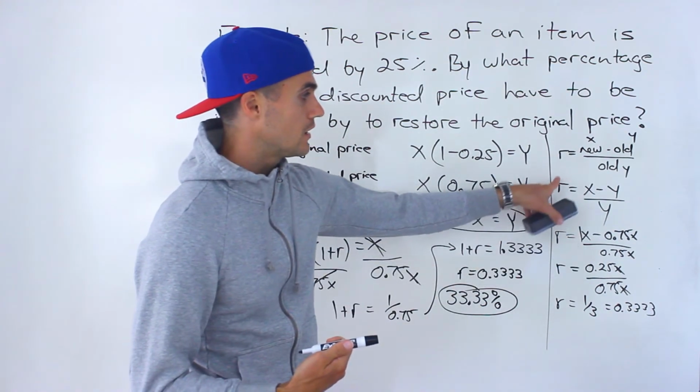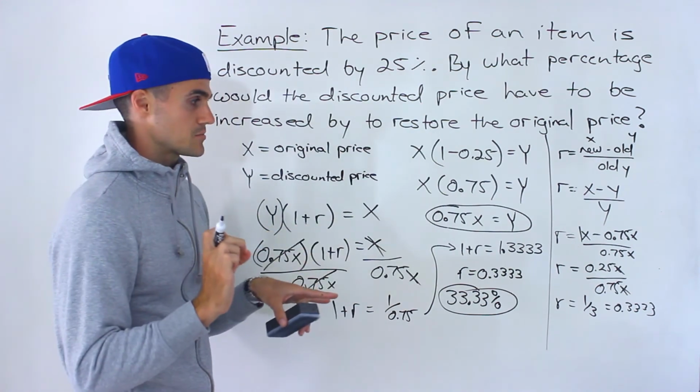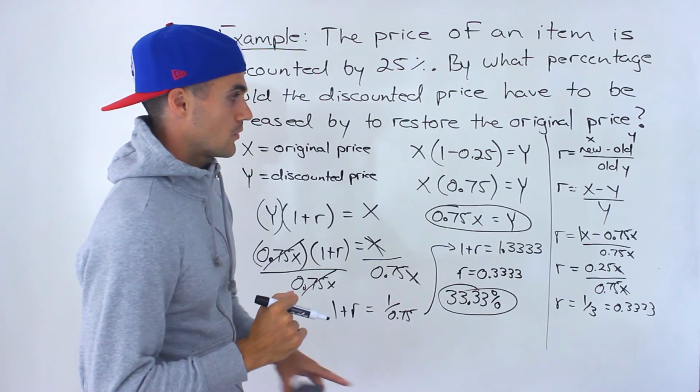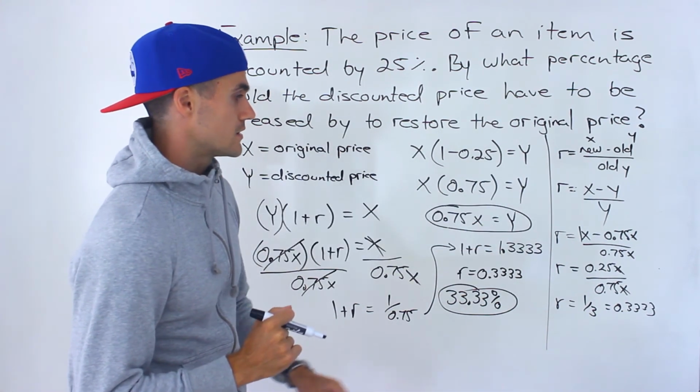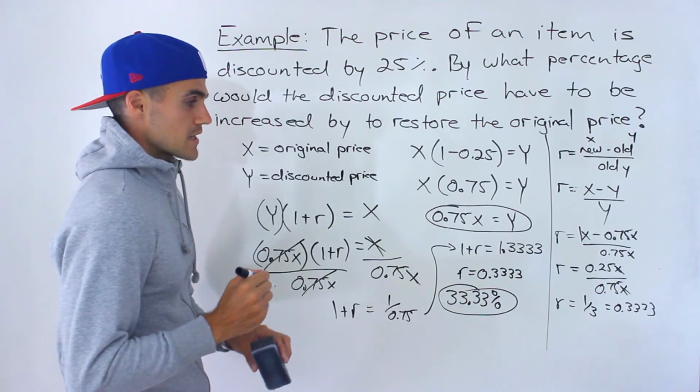Remember with this formula, this r, same as with the other formula, is going to be in decimals. So you've got to take the decimal and convert it to a percentage, right? So that's another way we could have done it. Whichever way you do it, 33.33% is the answer.